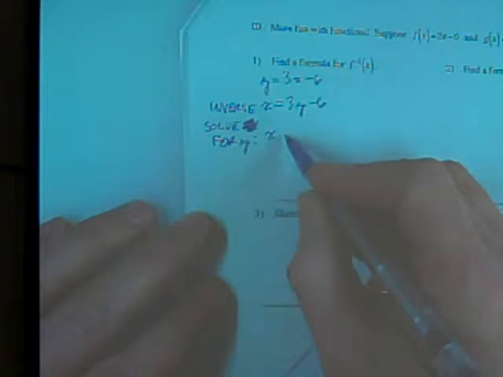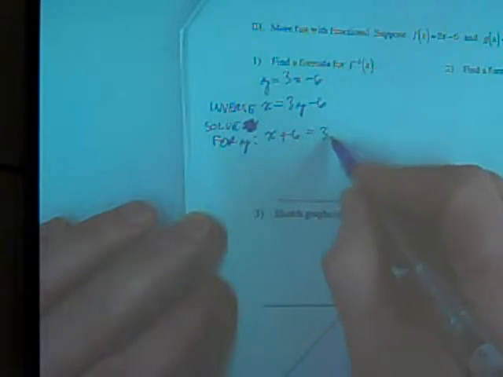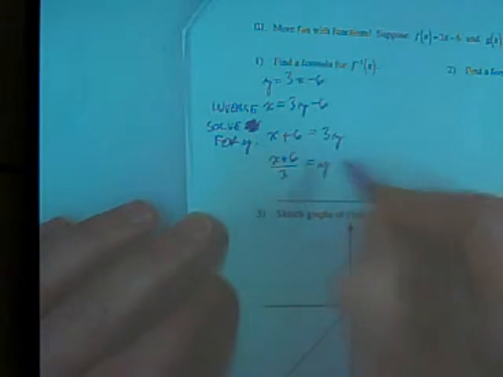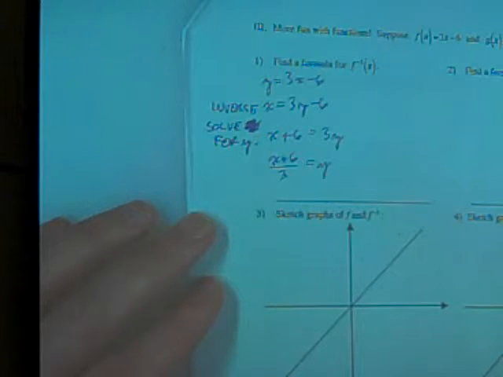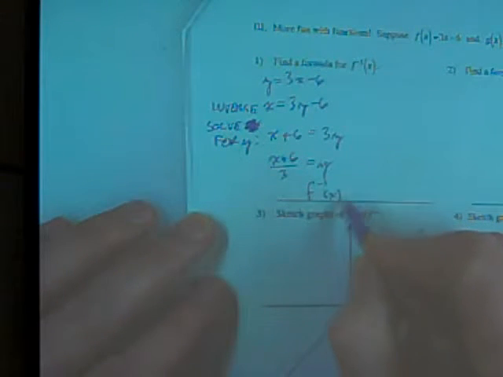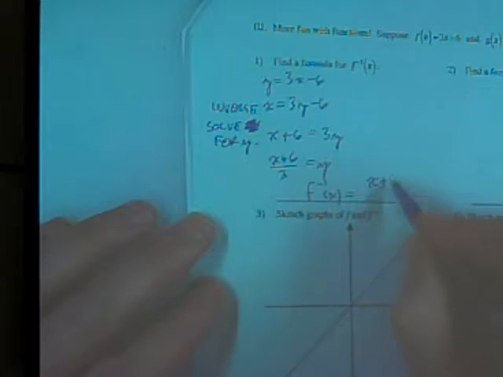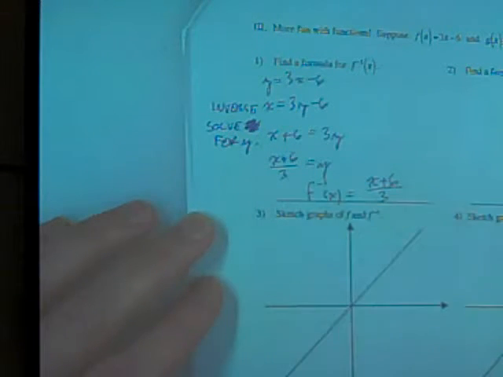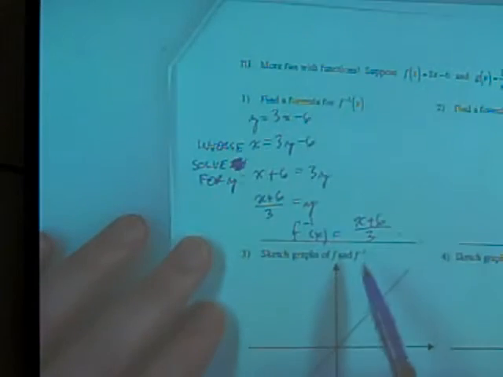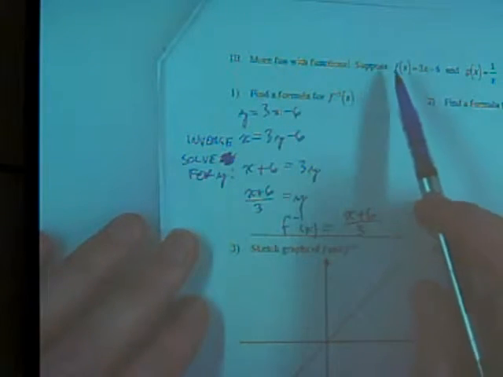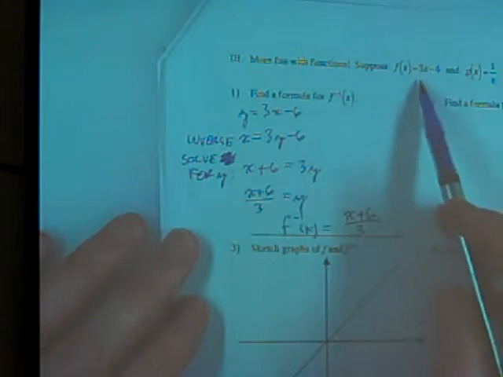I could add 6 to both sides and divide both sides by 3 and get y isolated. So f inverse of x is x plus 6 over 3. Interesting to note what inverses do. The original function is this line.